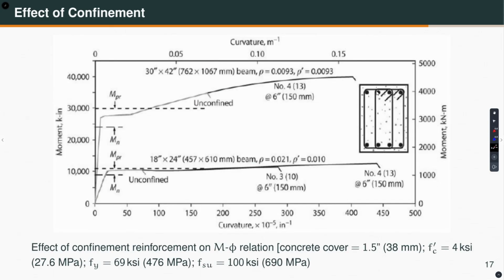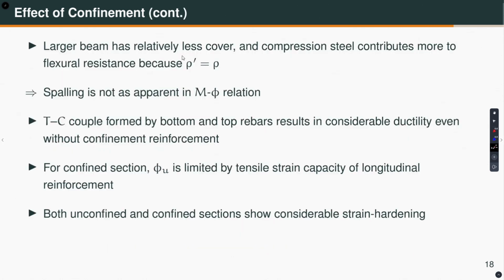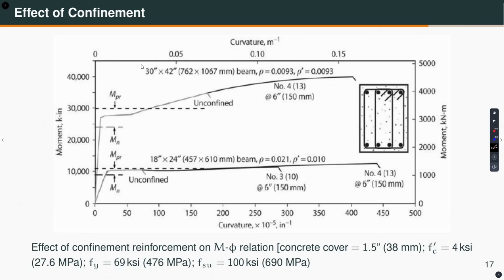Okay. On the other hand, for the larger one, as I explained, there is no such phenomenon because of the reasons I explained already. Okay. So, it has less cover and compression steel still contributes more flexural resistance, because rho prime is equal to rho for this particular case. You see, this I missed earlier, that the compression steel is equal to the tension steel. The ratio of compression steel is equal to the tension steel, okay, whereas here it is about 50%.